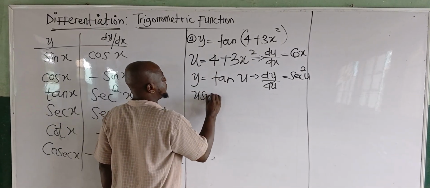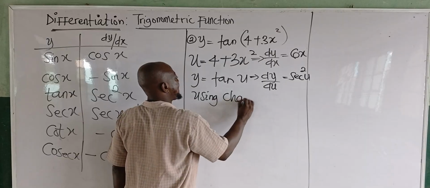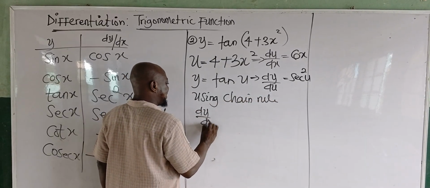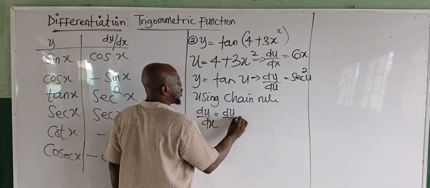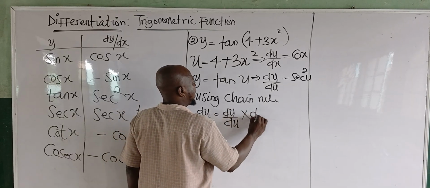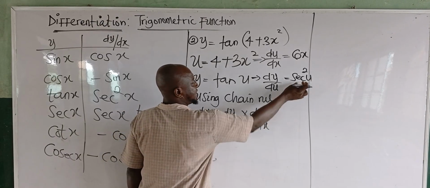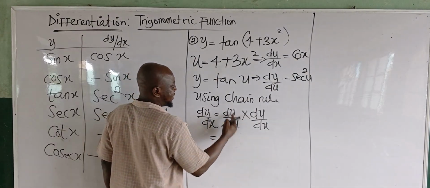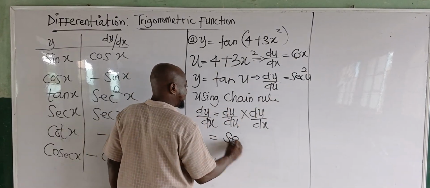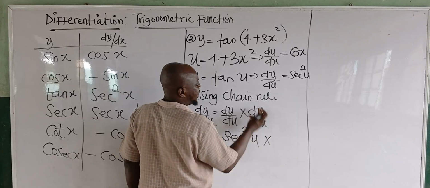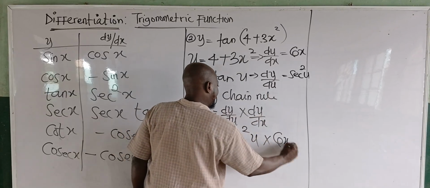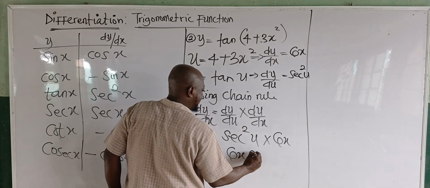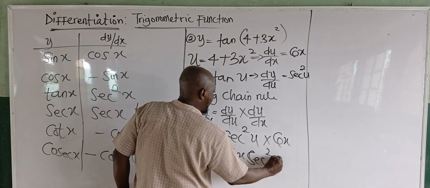So using chain rule, we know that our dy/dx here, I told you that in chain rule, we just pick from down to up. This is where we are starting from, because the du is here. So finally, replace this one with this. I have sec square u times, replace this one with this. So multiply, use this to multiply this. So I have 6x here, sec square u.